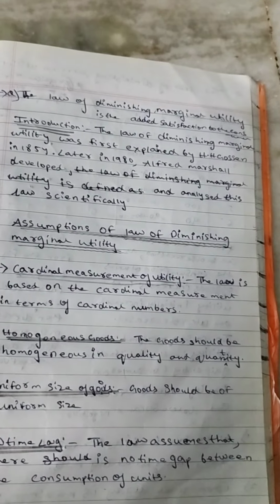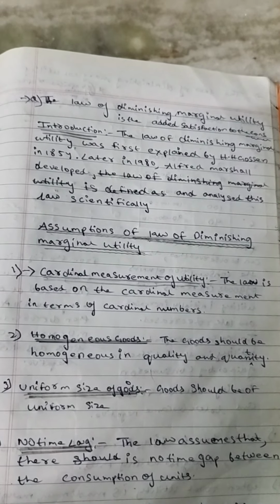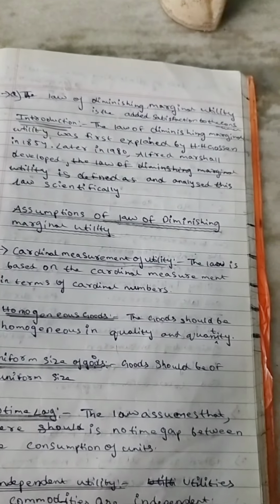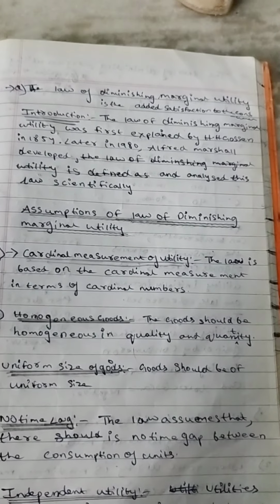The law of marginal utility was explained by H.H. Gossen in 1854, and later in 1890 Alfred Marshall developed and analyzed the law. This is significant.